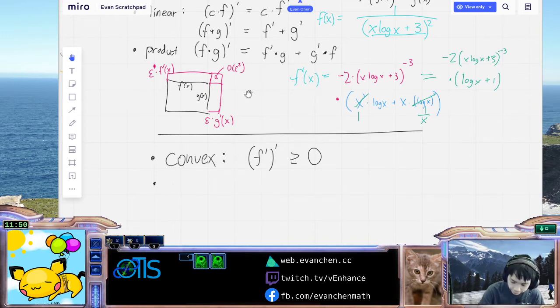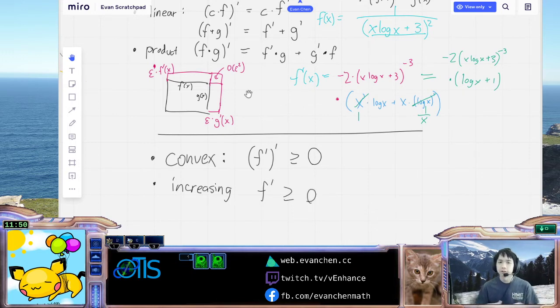Also, f is increasing exactly where f prime is non-negative. So if you want to check if your function is increasing or decreasing, you take the derivative once and then see where it's positive. If you want to check whether your function is convex, you take the derivative twice and see where it's non-negative. And if you draw some pictures, you will see why these are the correct things to take.